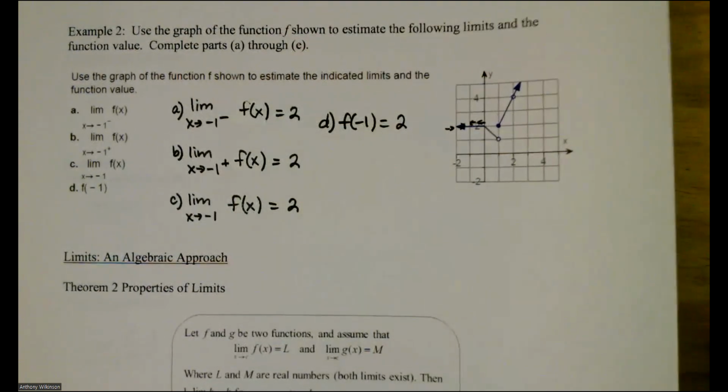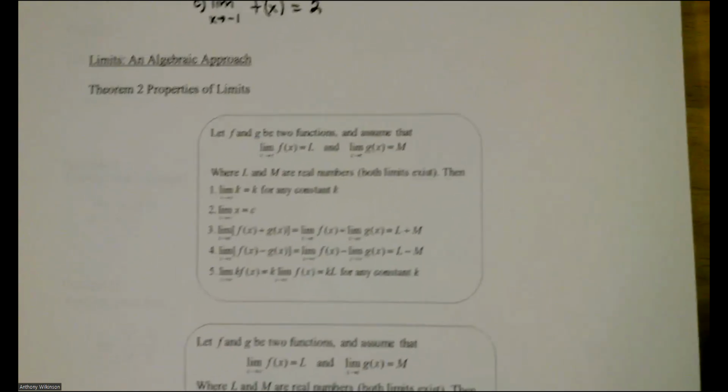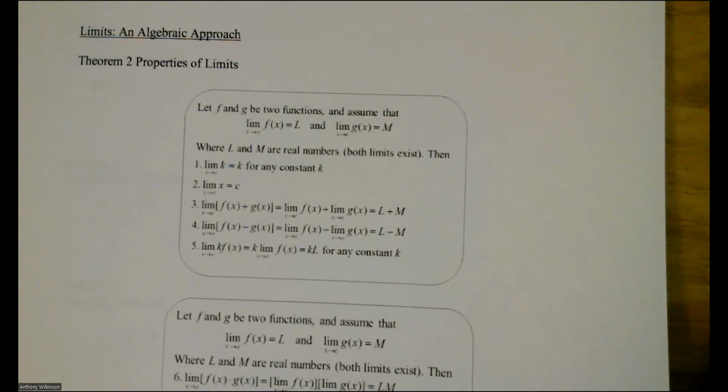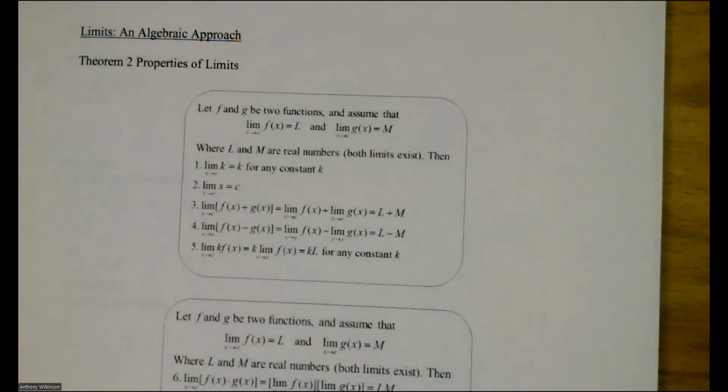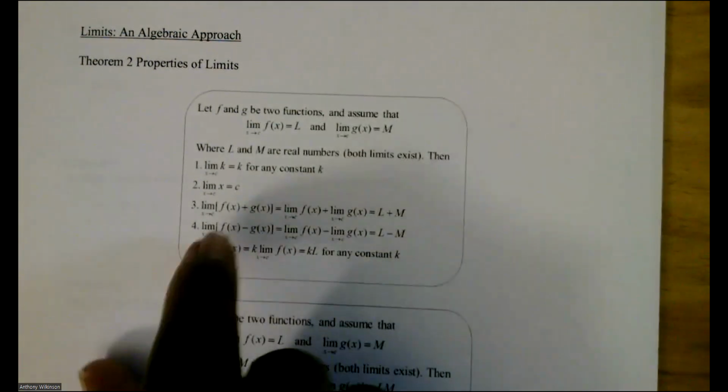Okay, now let's look at the algebraic approach of finding limits. In this case, we're going to let f and g be two functions and assume that the limit as x approaches some constant of f of x is equal to L, and the limit as x approaches some constant of g of x is equal to M, where L and M are real numbers and both limits exist. Then here's what we have.